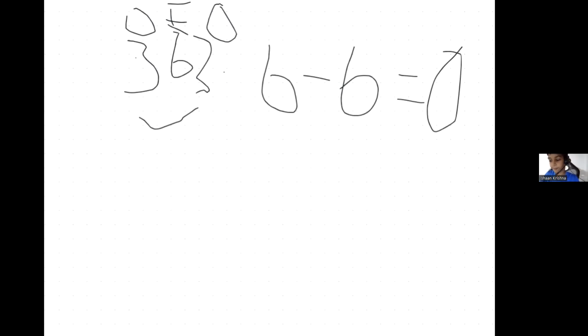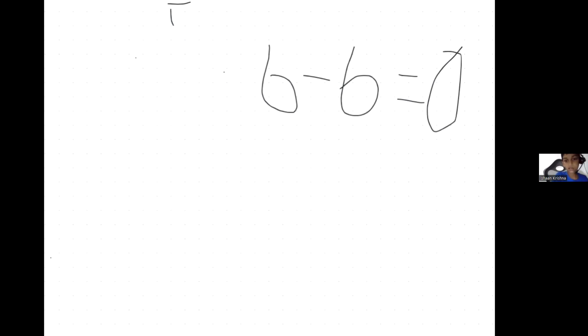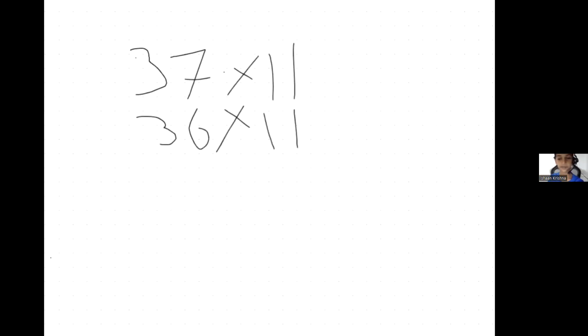Okay, so next, we'll continue with the topic multiplication of 11s. So what is the trick with multiplication of 11? Now let's say you have 36 times 11. If there are two numbers, this is an easy method. If you add 3 and 6, it will become 9. So you write 3, the sum, and 6. And there you go, your answer is as fast as that: 396.